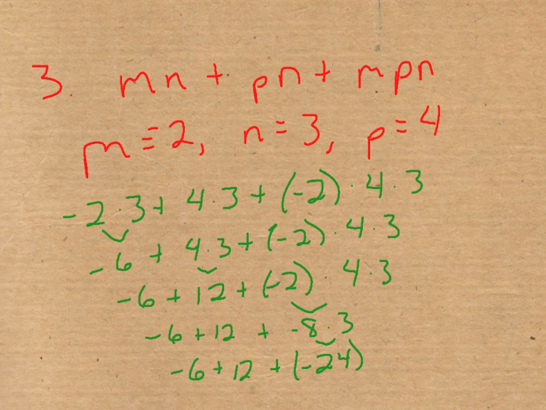And again, now I'm going to work from left to right. And negative 6 plus 12, I need to do subtraction with that because those are 2 different signs. So 12 is greater, the absolute value of 12 is larger than the absolute value of negative 6. So I'm going to be left with a 6 plus negative 24. So 6 plus a negative 24, again, I'm going to have to subtract. So now the absolute value of negative 24 is more than 6. So that's going to give me an answer of negative 18.